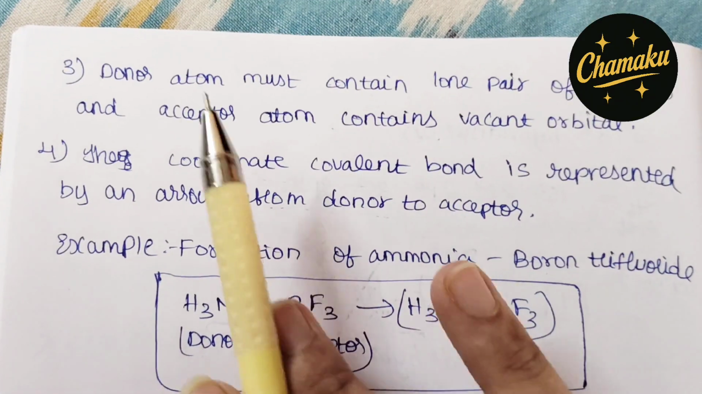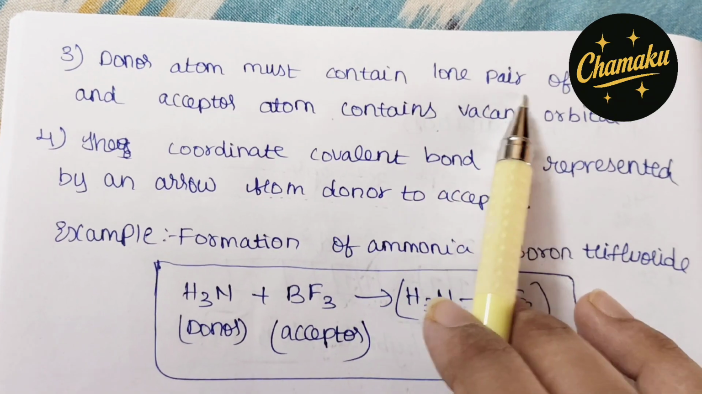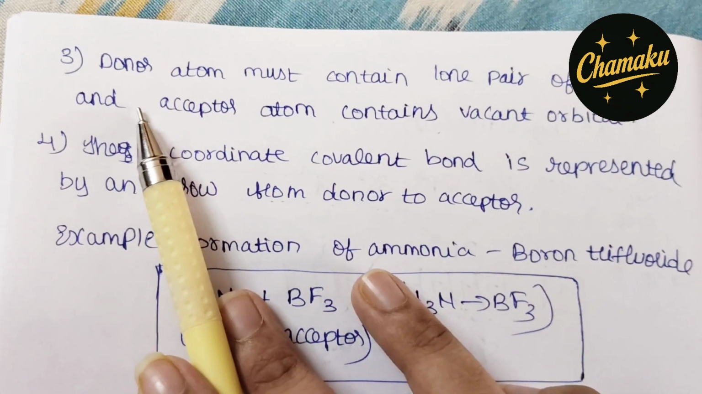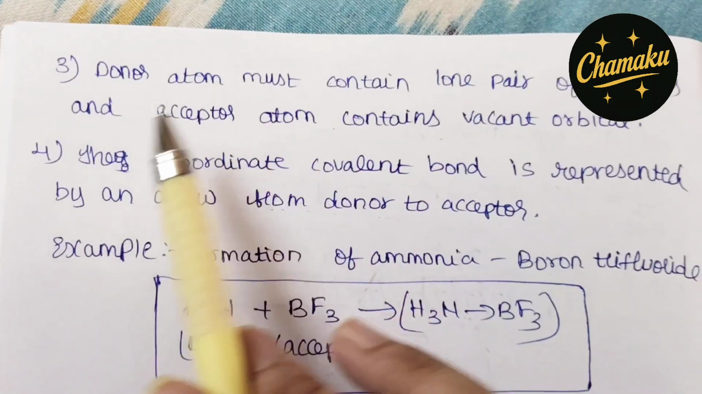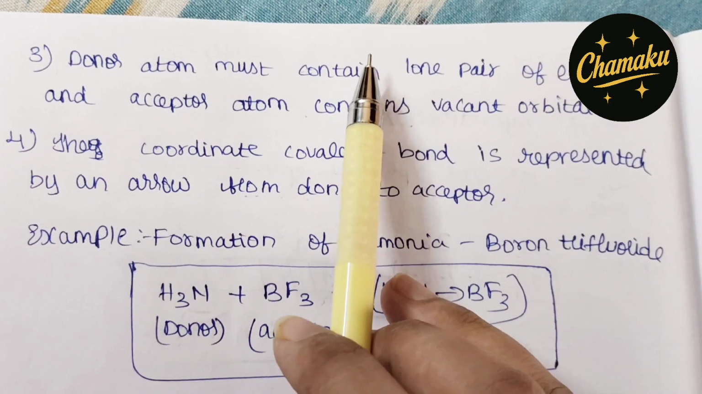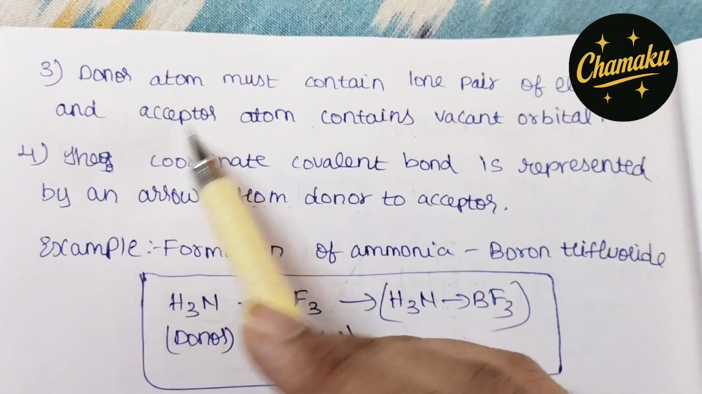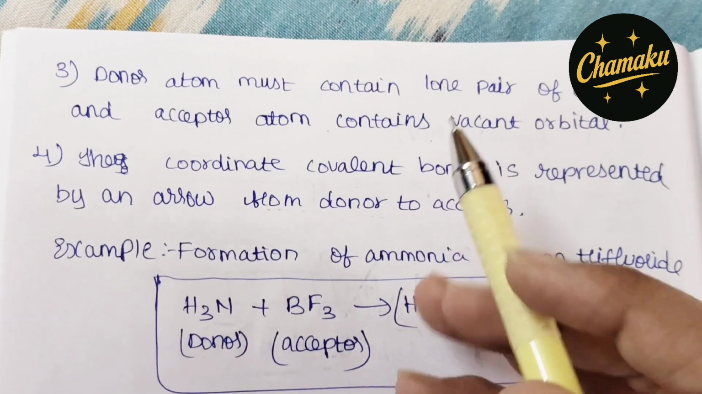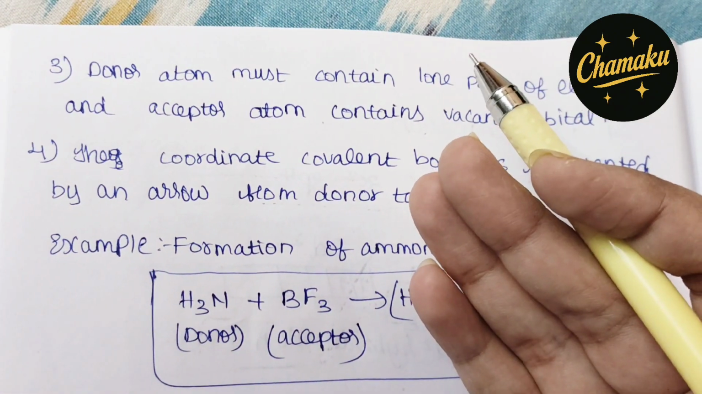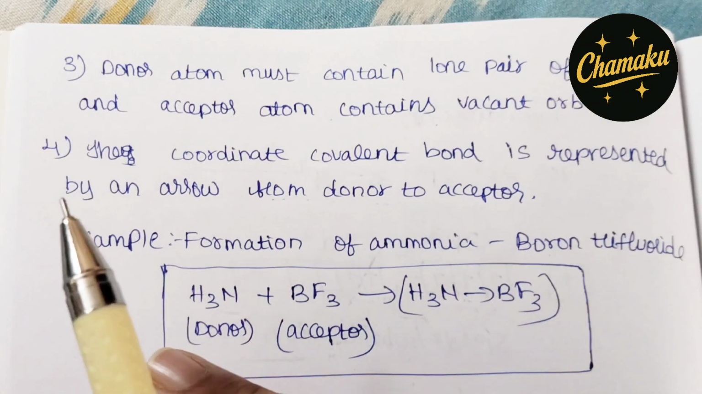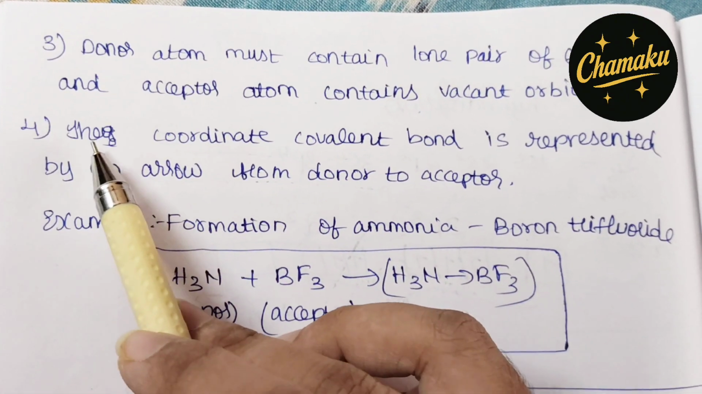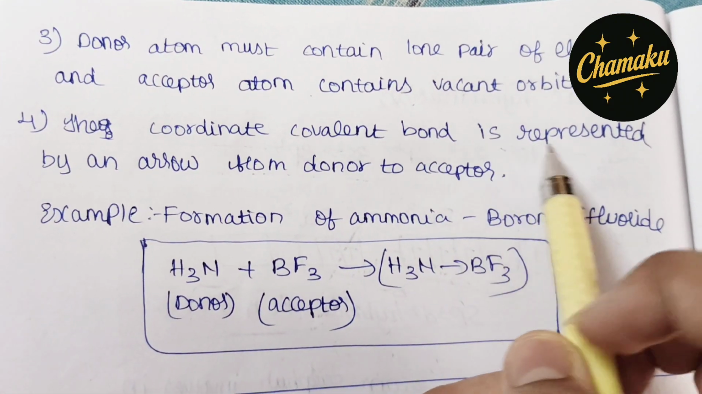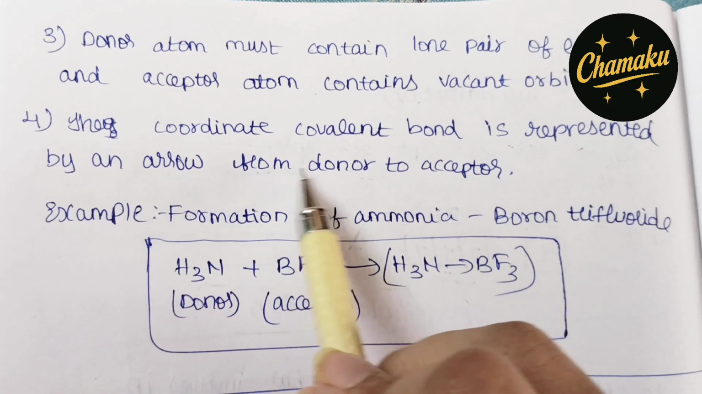Donor atom must contain a lone pair of electrons and acceptor atom contains a vacant orbital. Because the donor atom must contain a lone pair of electrons for sharing, and the acceptor should contain a vacant orbital because the donor atom will be sharing the lone pair of electrons to the acceptor. So it must be vacant. The coordinate covalent bond is represented by an arrow from donor to acceptor.